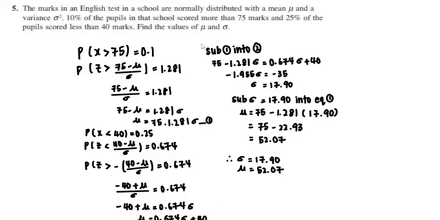Then we must substitute equation 1 into equation 2. Finally, we find the standard deviation is equal to 70.8. We substitute the standard deviation into equation 1, and we find that the mean is 52.07.